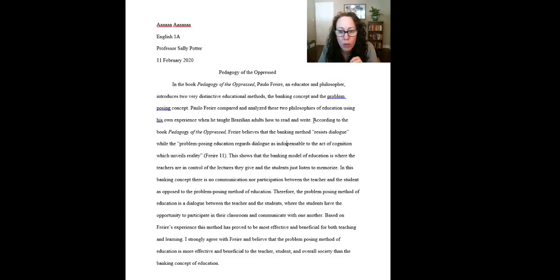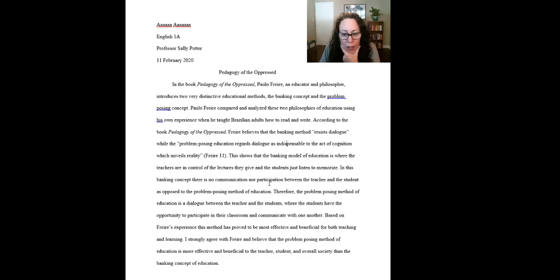Okay, now for the quote. According to the book, Pedagogy of the Oppressed, and then we've got our comma here, Freire believes that the banking method resists dialogue, while the problem-posing education regards dialogue as indispensable to the act of cognition, which unveils reality.